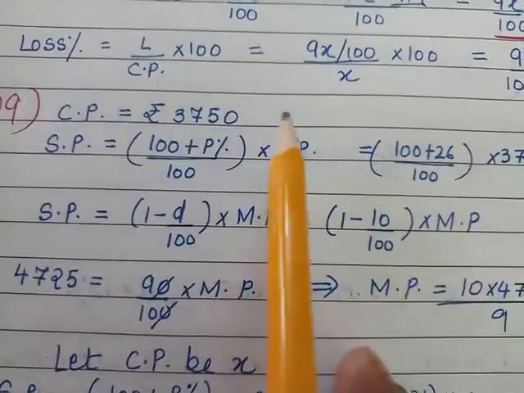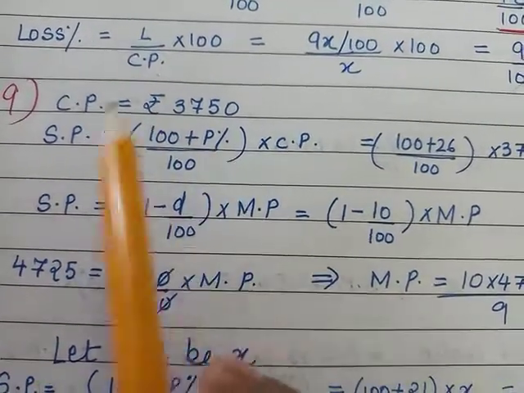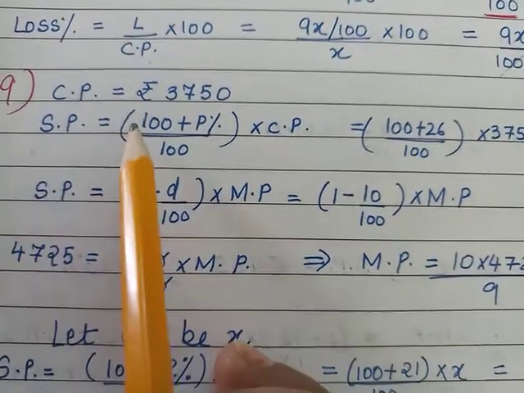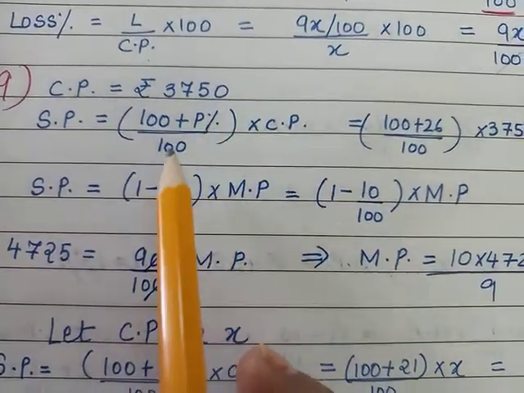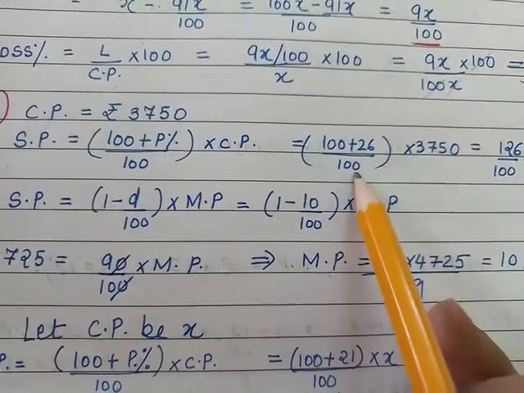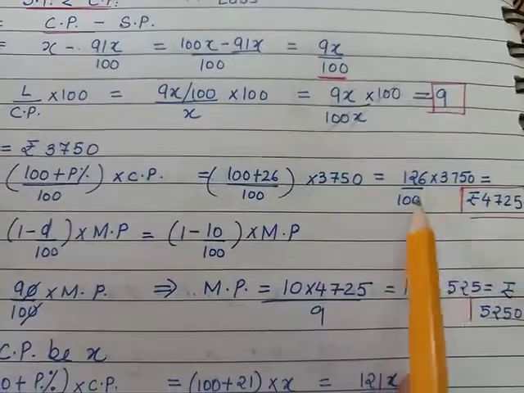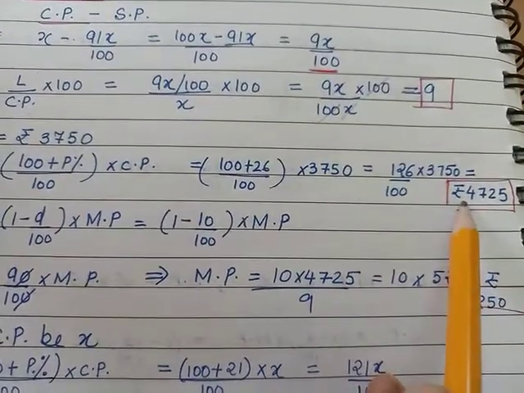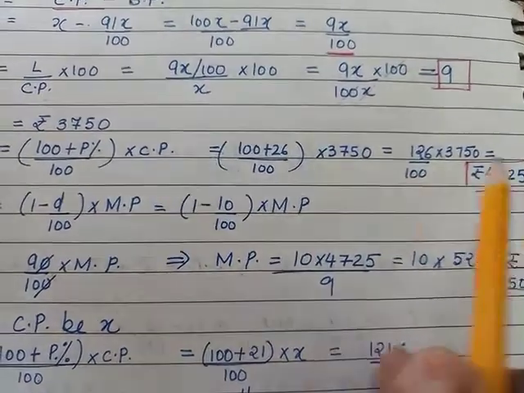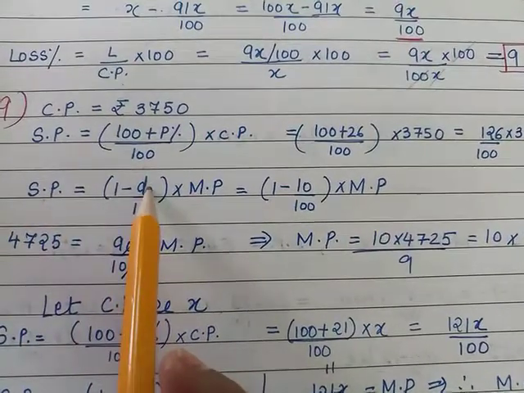3,750. As he is gaining a profit of 26%, we'll use the formula of selling price that we learnt in the previous exercise. Selling price is equal to 100 plus profit percent upon 100 into CP. So that becomes 100 plus 26 upon 100 into 3750. When you solve it, you will get that the value of selling price is 4,725.